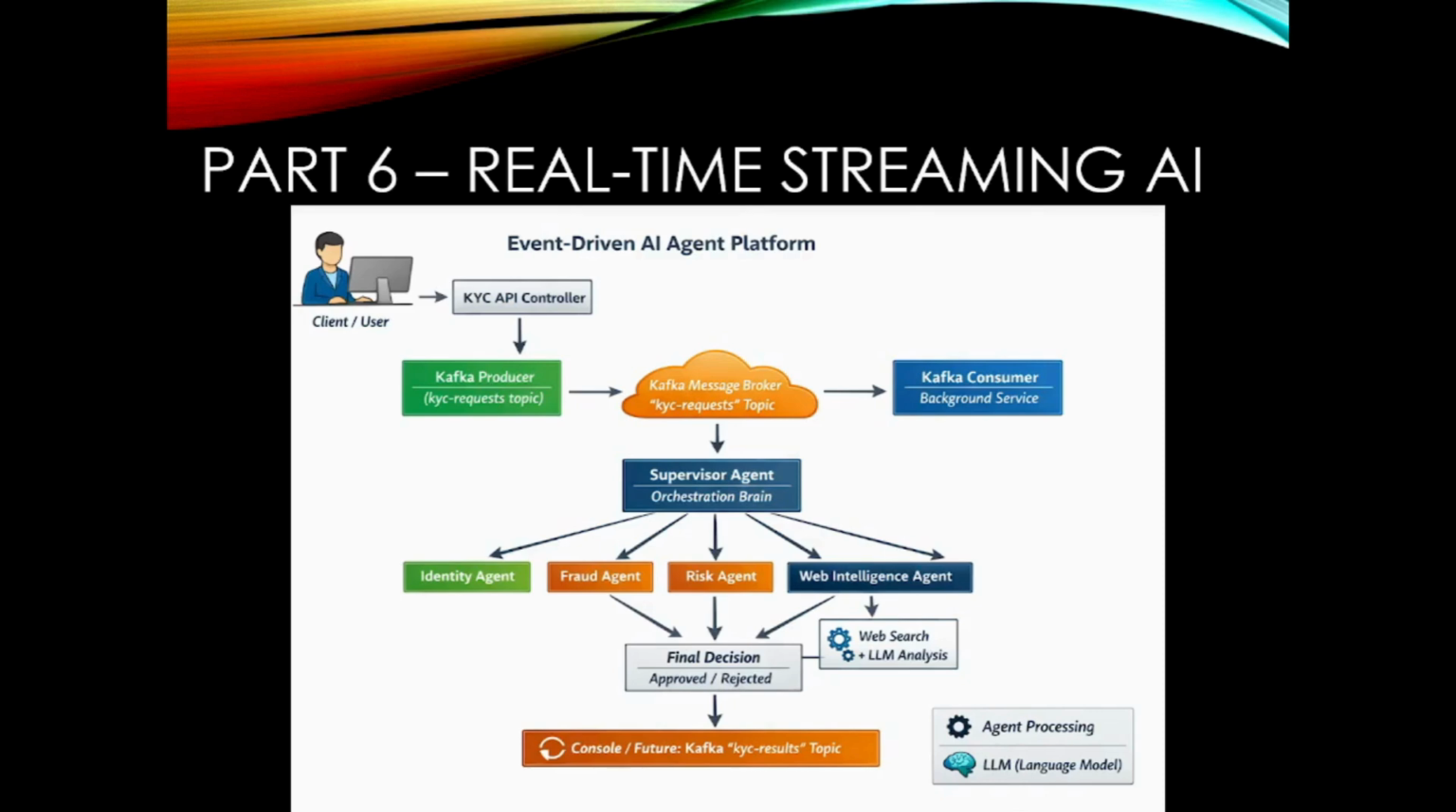Supervisor, orchestrator, identity agent, fraud agent, risk agent, web intelligence agent, all will talk to the tools also, and then it will be sent to Azure Foundry OpenAI, which will give you the final decision, and it will come back with approved or not. So this is the whole architecture for event-driven AI.